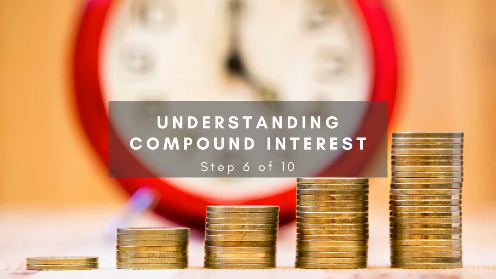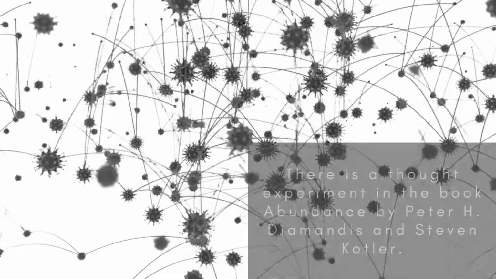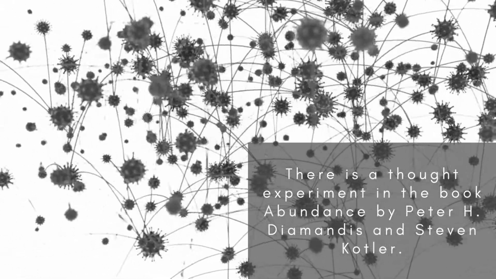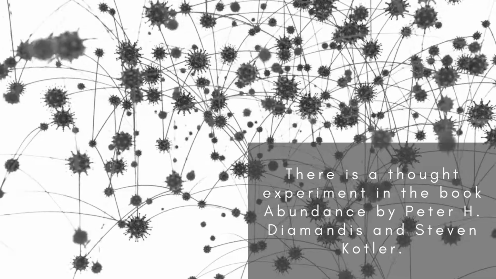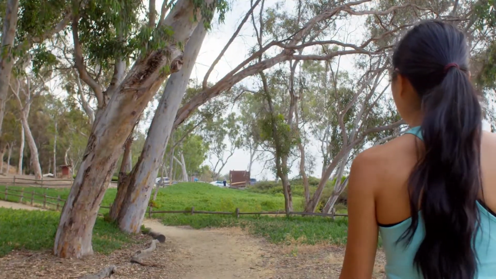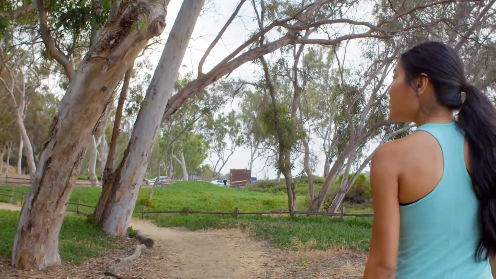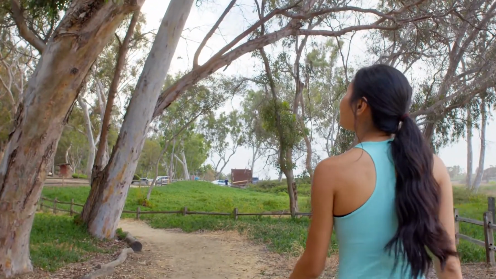The 6th step is understanding compound interest. The human brain is not wired for exponential growth. We simply cannot understand and imagine it. There is a thought experiment in the book Abundance by Peter H. Diamandis and Steven Kotler. The experiment goes as follows. If I asked you to go out your front door and take 30 steps, I am sure that you could guess about where you'd end up without even taking the walk.